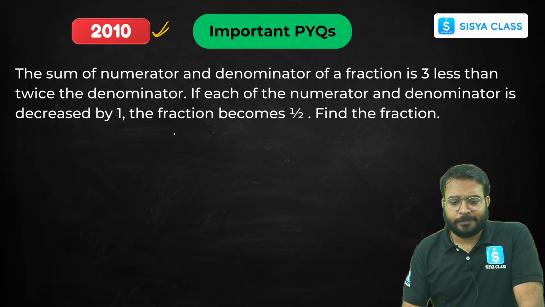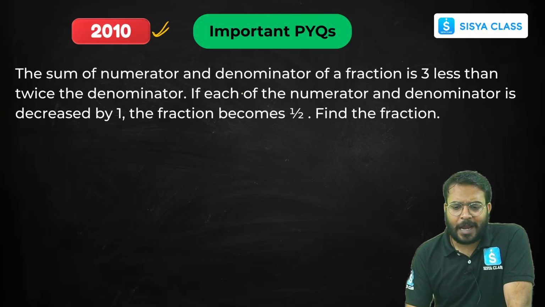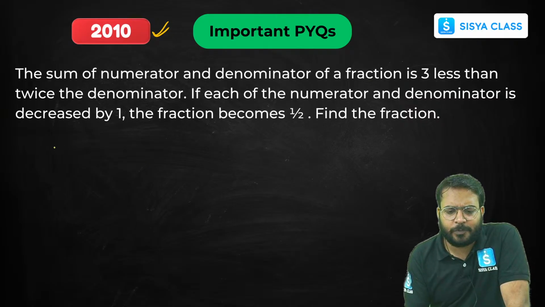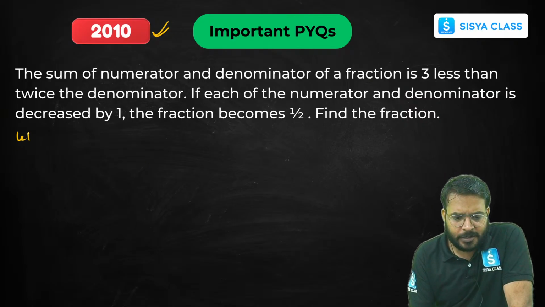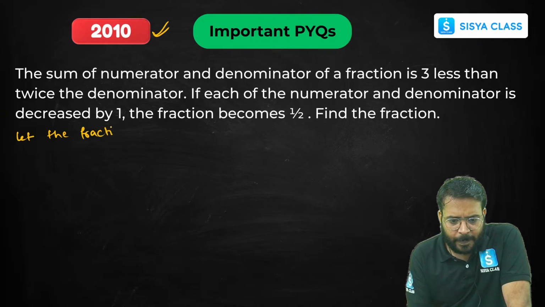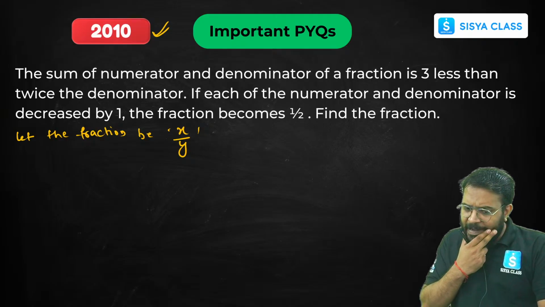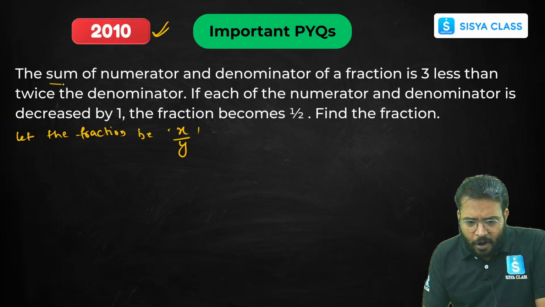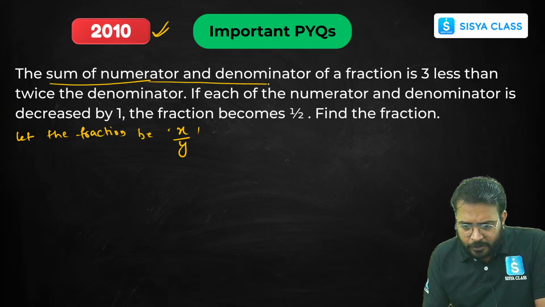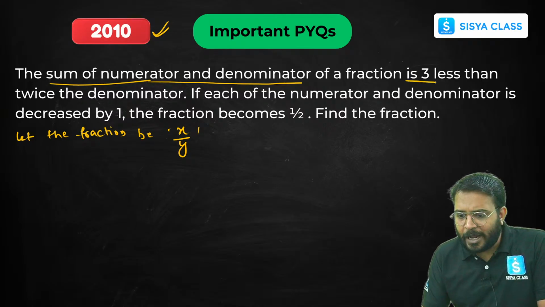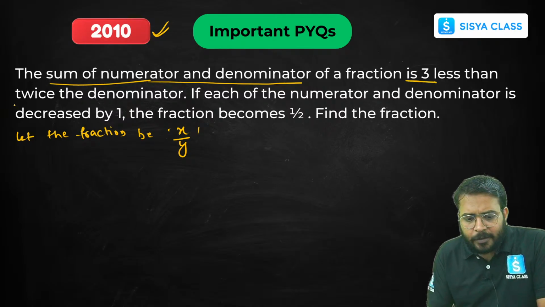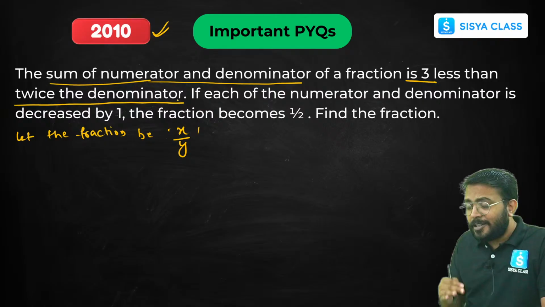Okay, look here, sum of numerator and denominator of a fraction. Let my fraction be x by y, all right. My numerator is x and my denominator is y, okay. What they are saying, sum of the numerator and denominator of a fraction is 3 less than twice the denominator. Please read the statement very carefully, okay.